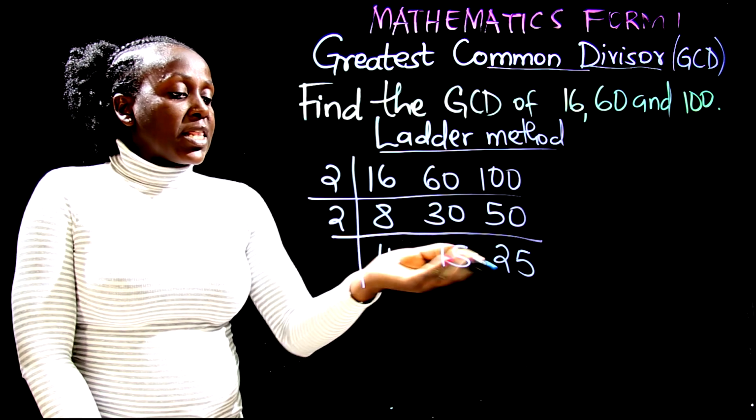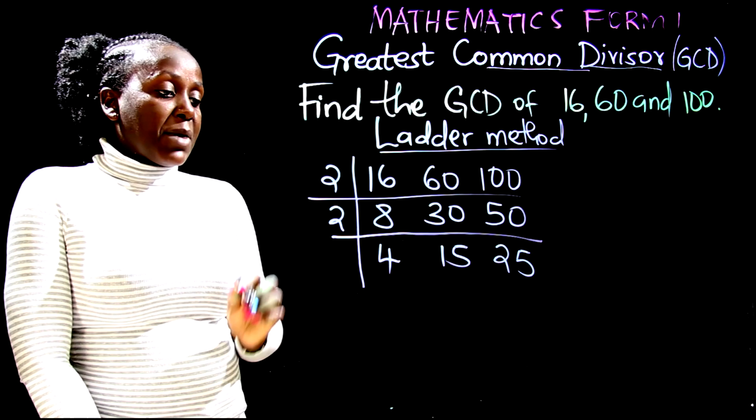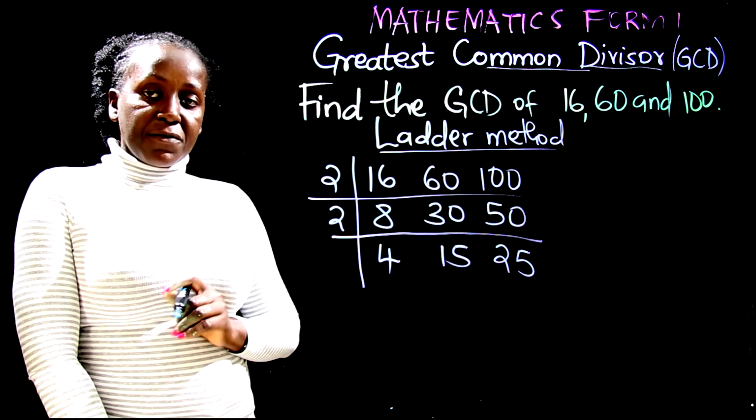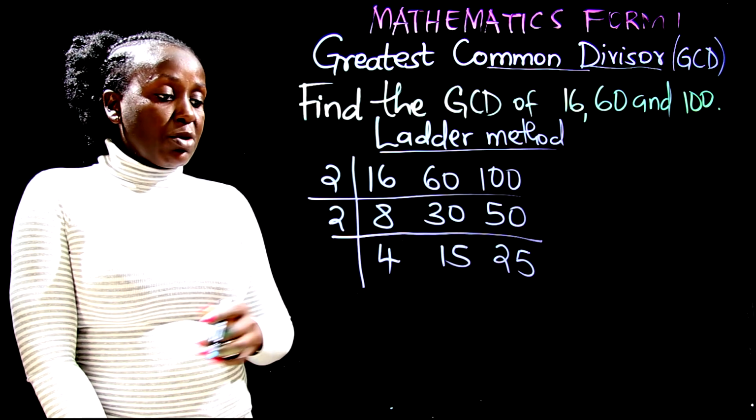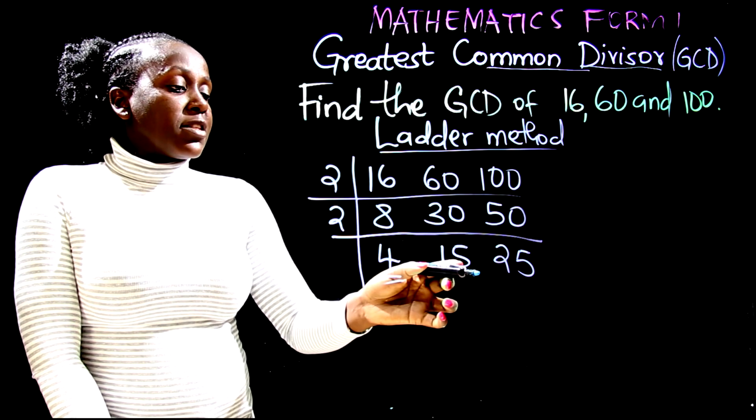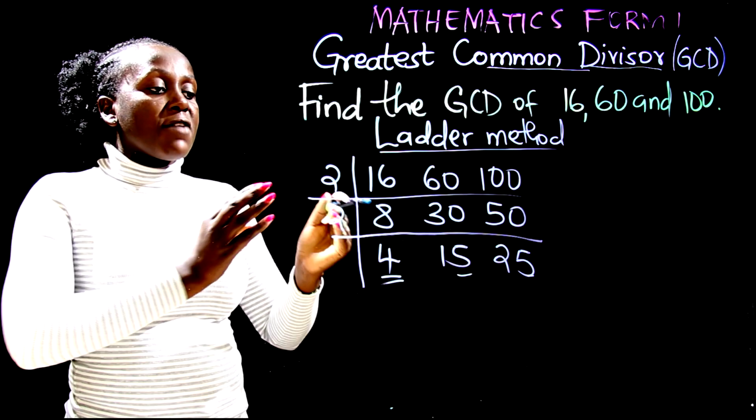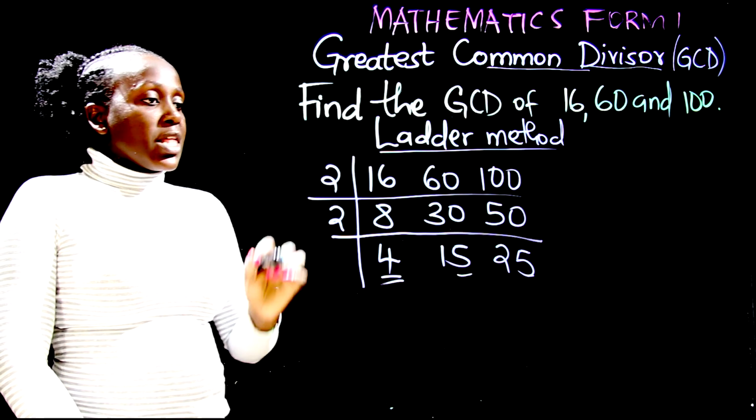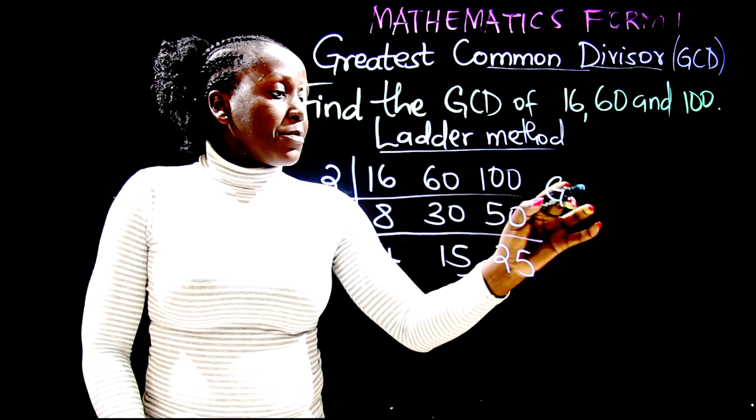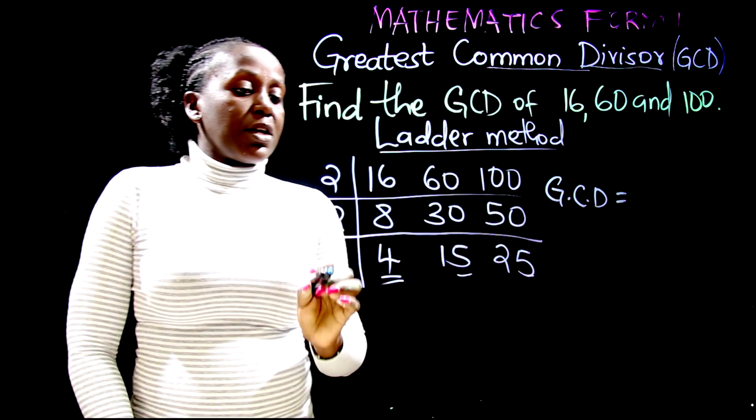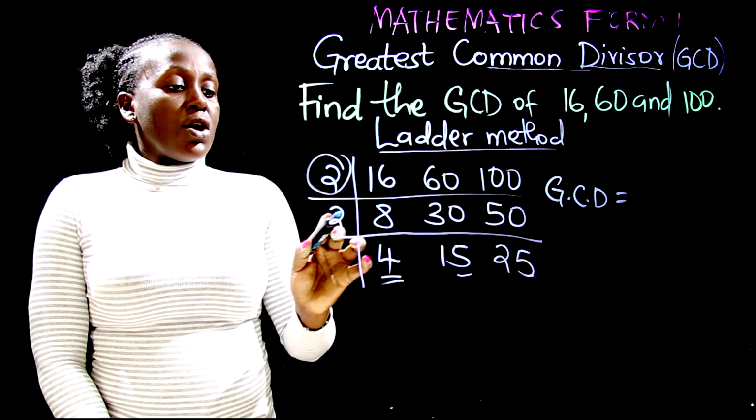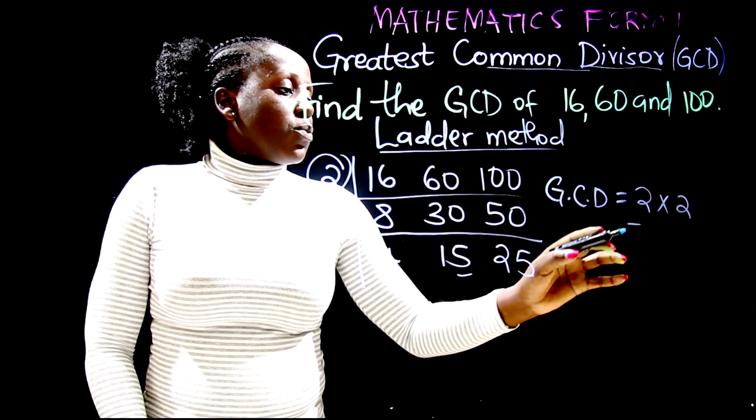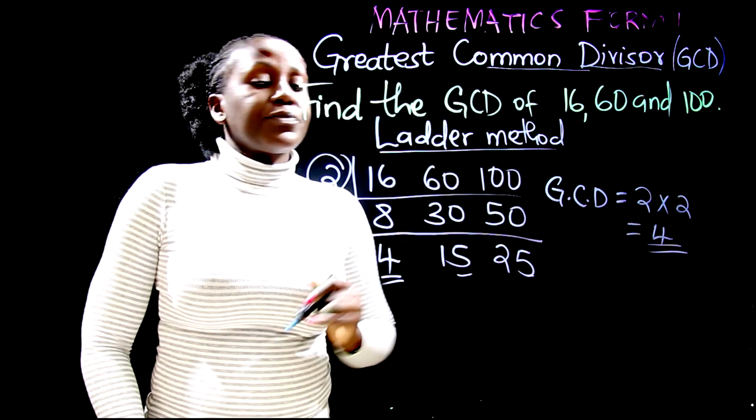So now looking at the 3 numbers, is there a number that can divide 4, 15, and 25? No, because this is an even number and these 2 are odd numbers, so they don't have a common divisor. So this is the farthest that you can go. Therefore, the G.C.D of the 3 numbers will be equal to these 2 times the 2. 2 times 2, which is equal to 4.